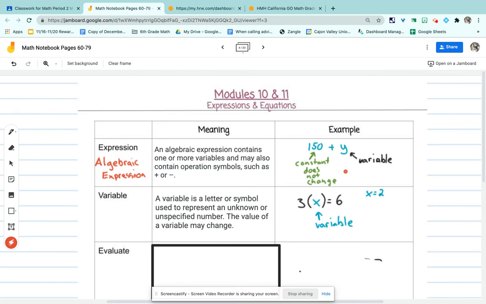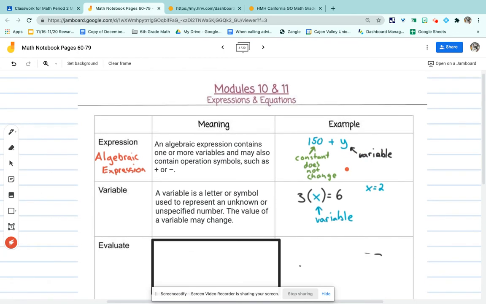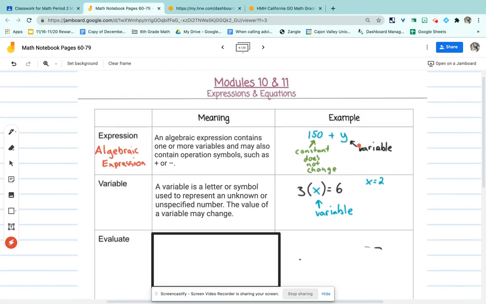It could be anything. If y was 3, then 150 plus 3 would be 153. But y could be any number. It could be 2, it could be 1, it could be 1,000. It's a variable. All right, so there's an expression. It has no equal sign. It's just a number sentence, no equal sign, has a constant and a variable with an operation in the middle. All right, so variable we talked about next.